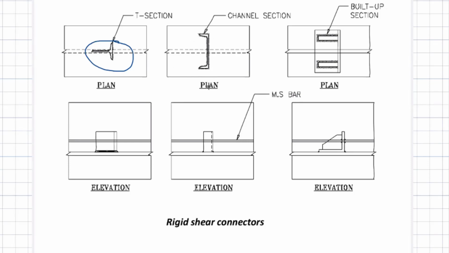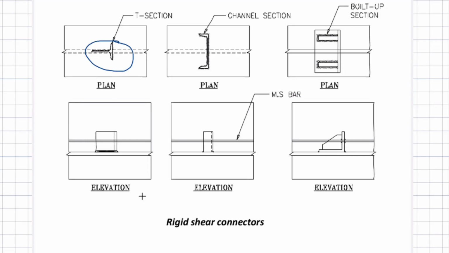times. Next, I can put a channel. They are very cheap actually. They are very cheap, because the shear studs that I showed you are a bit expensive and they need some kind of mechanical and electrical device to fix them, and these channels can be easily welded on. The other one is I can have a built-up section, you can see in this elevation.